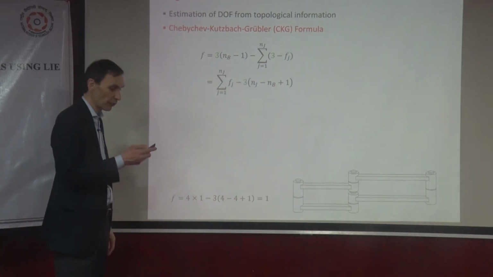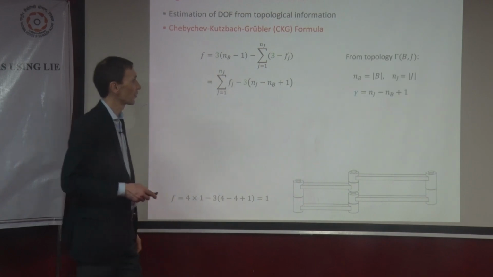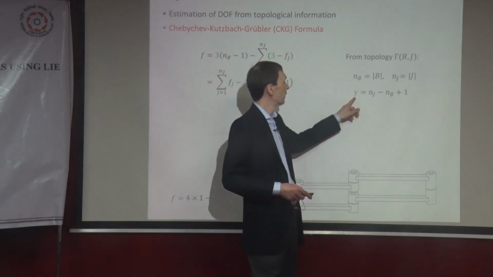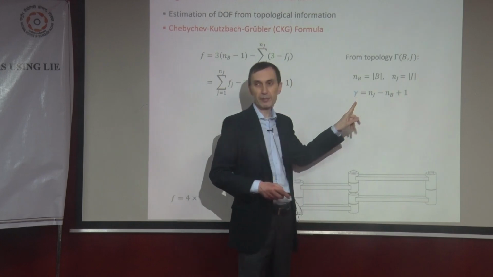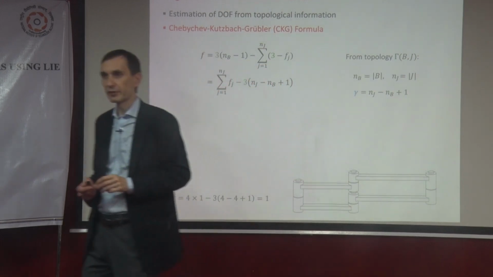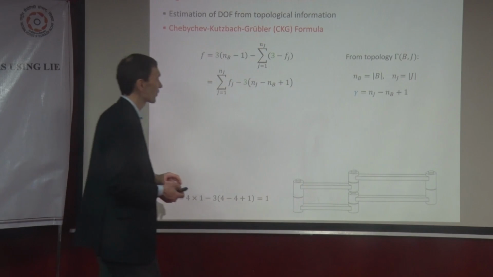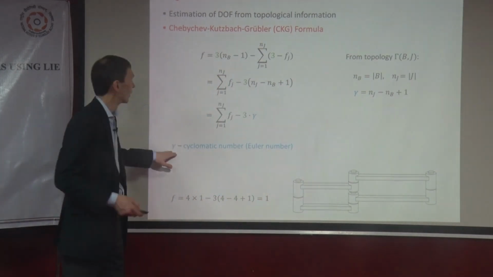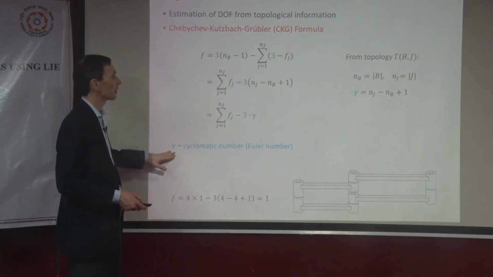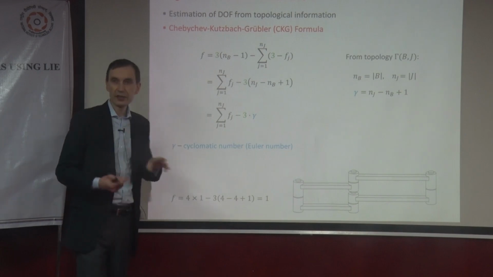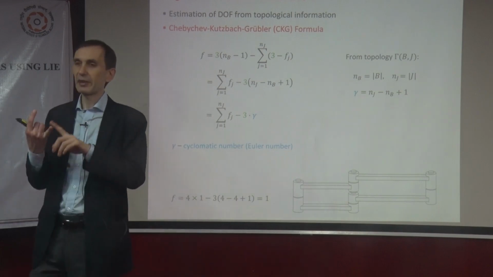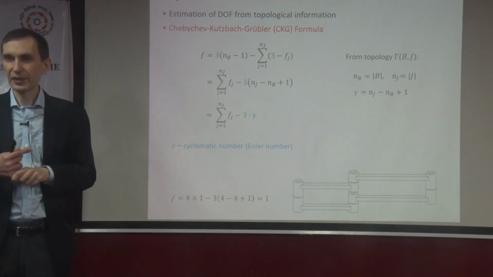Why I'm having this formula is simply because this is known as the Euler number of the graph, or the cyclomatic number of the graph. This number is the number of independent fundamental cycles of the graph, and that's unique.